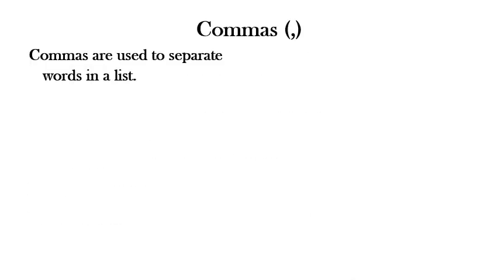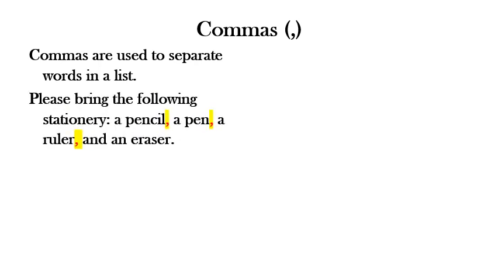Now, commas are used to separate words in a list. Here's an example. Please bring the following stationery: a pen, a pencil, a ruler, and an eraser. Now, I have used here the Oxford comma. You don't have to use a comma there before the "and", but if you do use a comma, it's a good idea. It sometimes clarifies meaning, and you cannot be penalized by somebody who says you can't use a comma there. I'm telling you, you can.